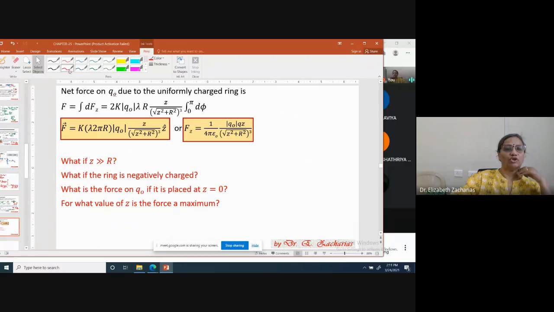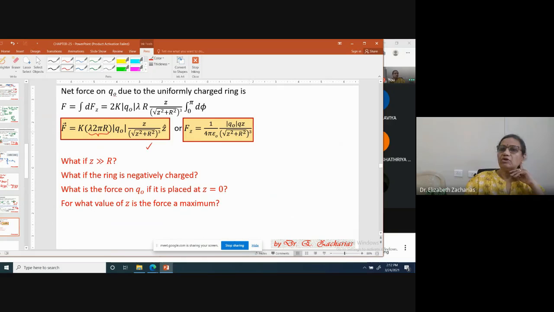So the net force on Q naught is going to be just the integration, from 0 to pi. That is only half a circle we integrate, because the 2 is already incorporated and the component is already taken. And what will be the integral of d phi from 0 to pi? Just pi. Very simple. All other terms remain as they are and you get this. The only thing I have done is, lambda into 2 pi r is Q. That's it. And then once more, I can check dimensionally whether this is okay, whether it has got the unit of force.